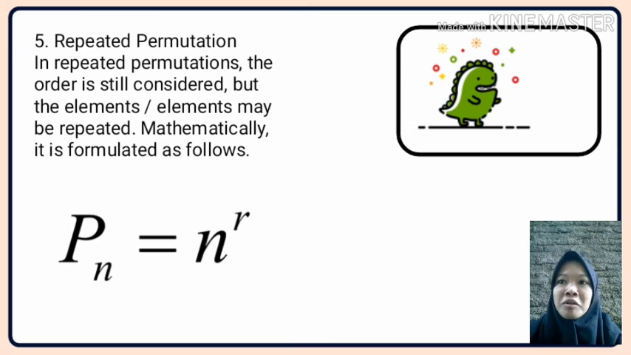The last type of permutation is repeated permutation. In repeated permutation, the order is still considered, but the elements may be repeated. Mathematically, it is formulated as follows: P n equals n to the r.